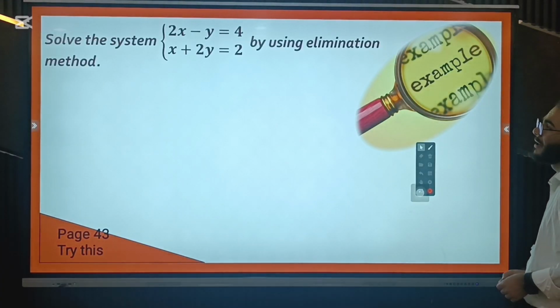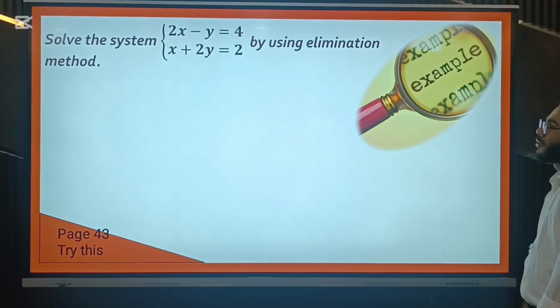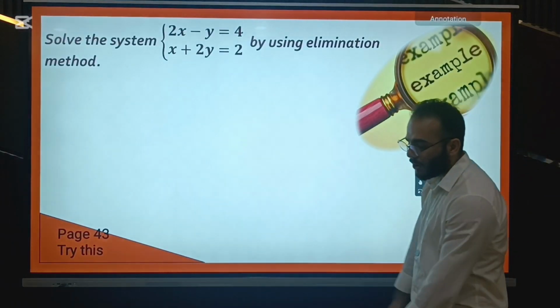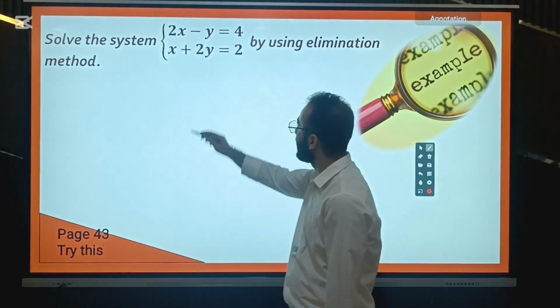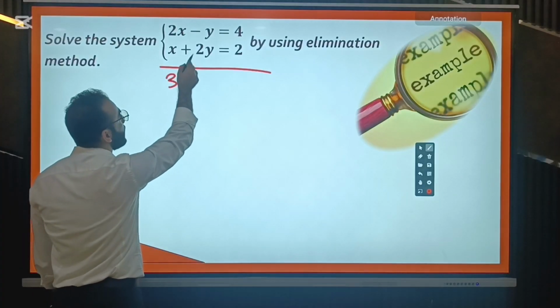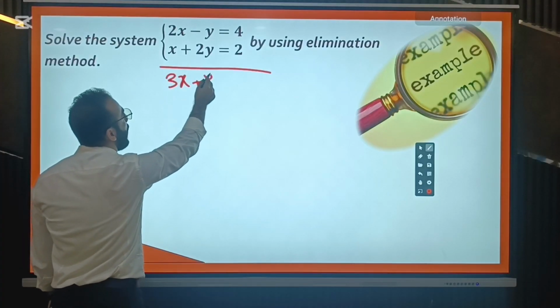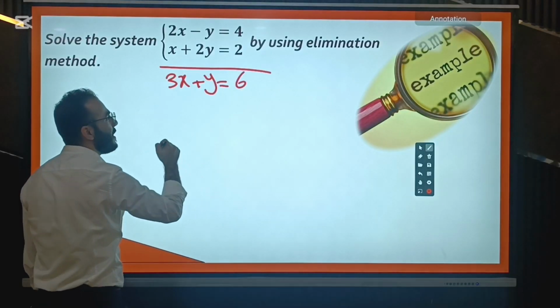Solve this system. We have a system here, and we solve it by using the elimination method. All right. So solve the system. What was the first step? Adding the equations. So let's add them. 2x plus x, 3x. Negative y plus 2y, only 1y will remain. 4 plus 2 is going to be equal to 6.